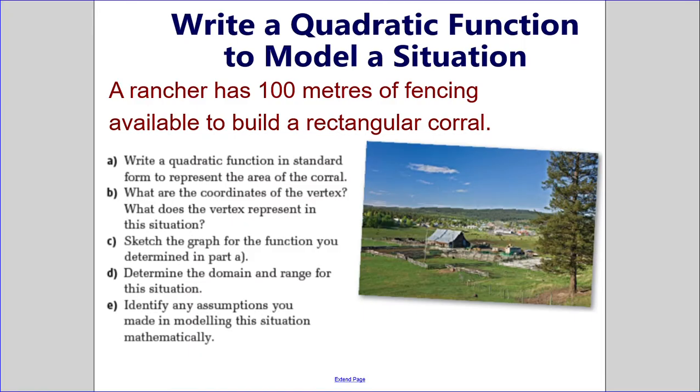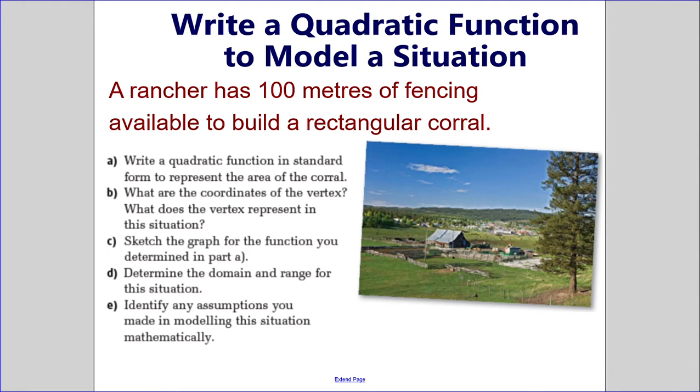Right? Now our last part here is to write a quadratic function to model a situation. So a rancher has 100 meters of fencing available to build a rectangular corral. And again, it wants us, this time actually, to write the equation, or write a function in standard form to represent what it could be, and then asks us a bunch of different questions from there, like what could the vertex be, and all that kind of stuff. So C even asks us to sketch out a graph for it. So let's start off with A.